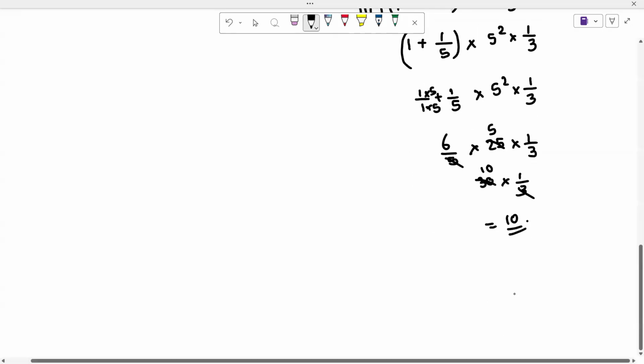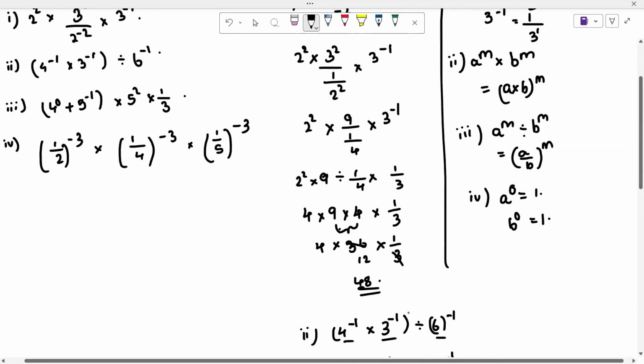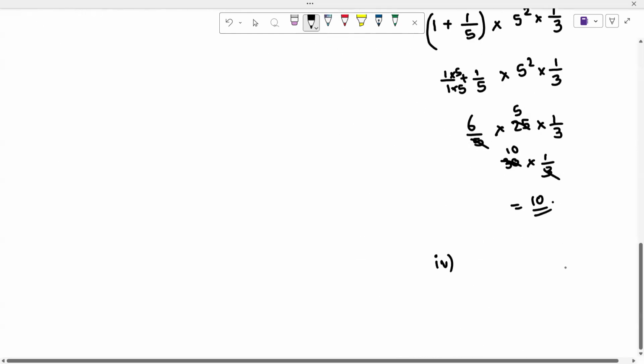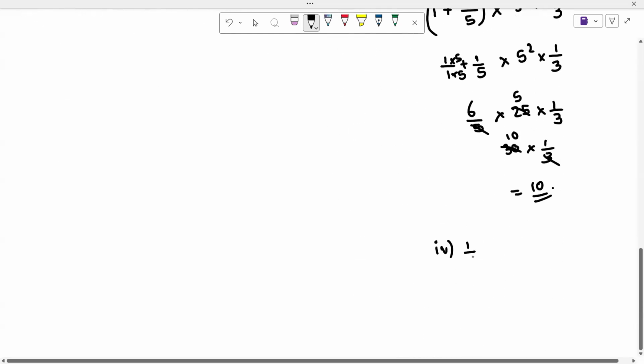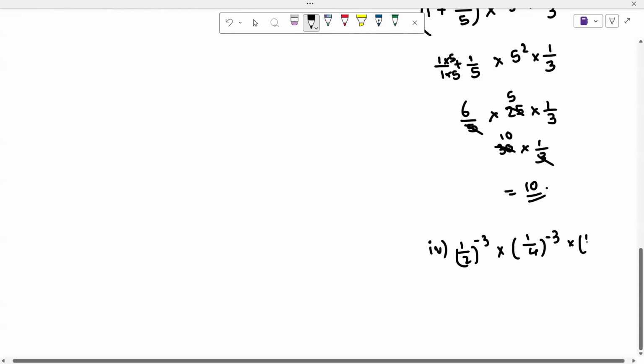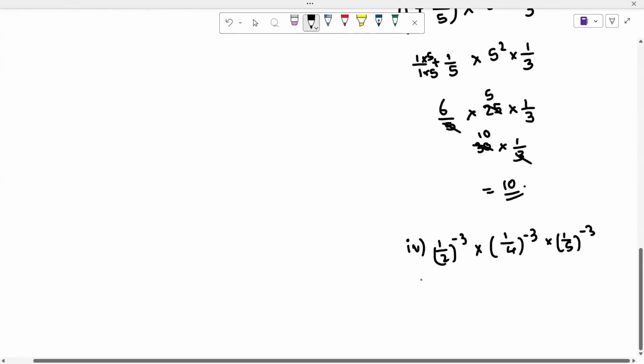Okay, very nice. Now let's move on to the fourth question. What is our fourth question? You guys can note it down if you want. Here you go. So 1 by 2 power minus 3 into 1 by 4 power minus 3 into 1 by 5 power minus 3. Okay, so that's our question.